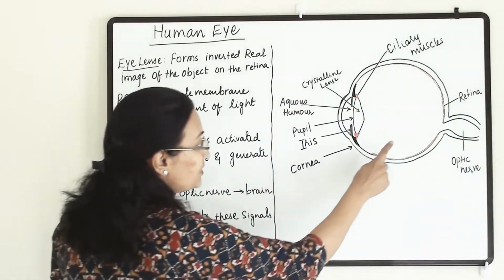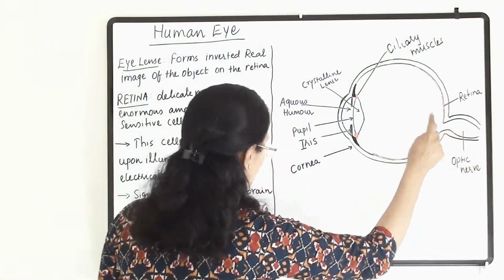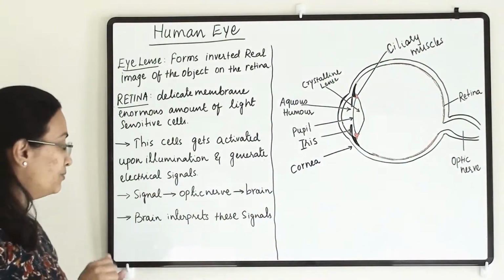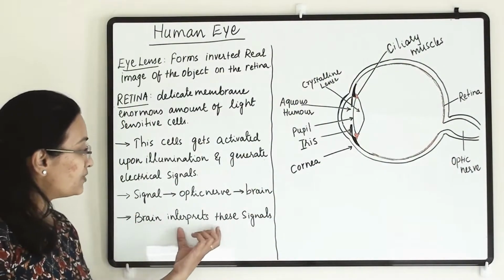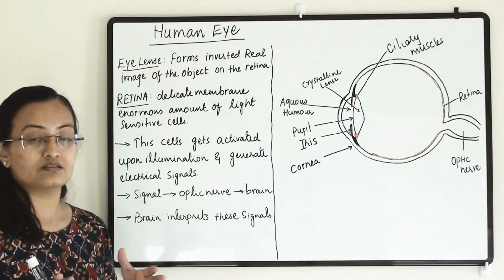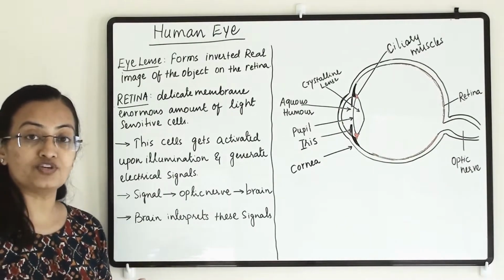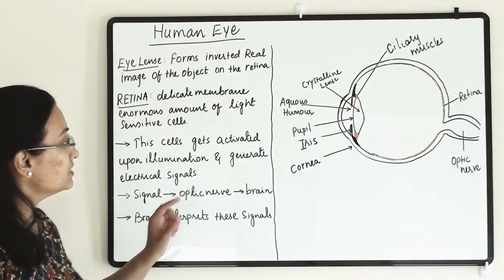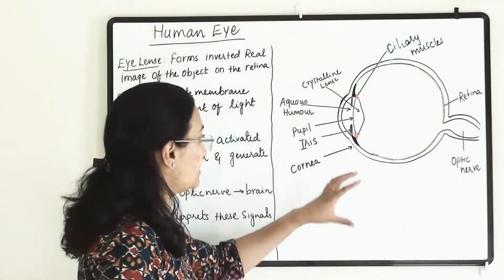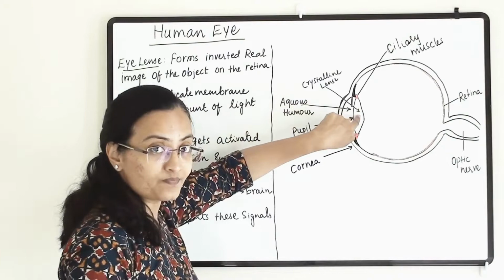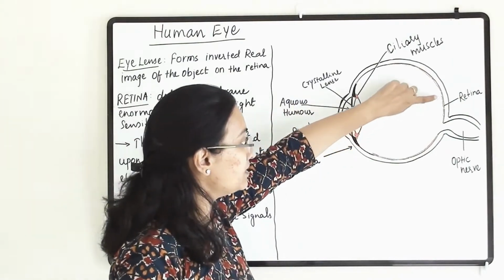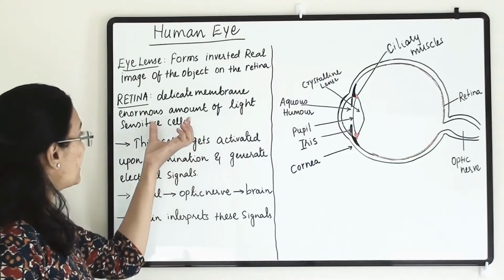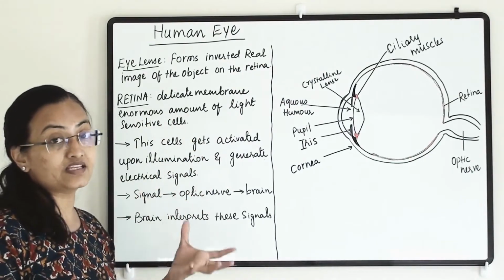These signals will go to the optic nerve, and this optic nerve will send these signals further to the brain, and the brain will interpret this signal and tell us what the object is. So that is how things work with the eye: this is a lens which will form a real and inverted image at the retina. The retina is a delicate membrane and it has light sensitive cells.